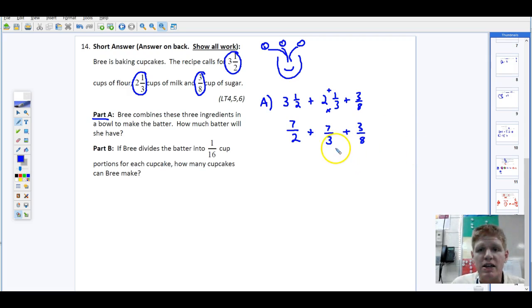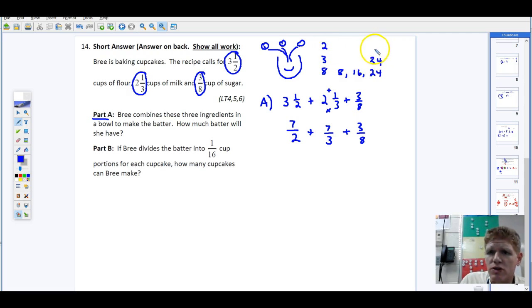The next thing we need to do is find a common denominator. What's a common number that 2, 3, and 8 all go into? Well, we might say, let's list out the different multiples of 2, 3, and 8. So 8 has different multiples. We can start with 8, and then 16, and then 24. 3 doesn't go into 8, and it doesn't go into 16, but it does go into 24. We know that, so that's a good multiple. 2 goes into 24, so I think 24 is going to be our best bet for our bottom number.